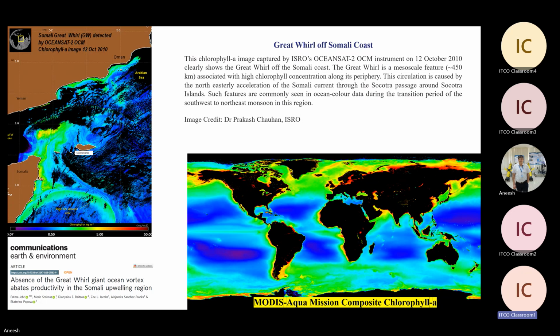Just to start with, a quick image: you see this great wall of the Somalia coast. Hope my pointer is visible here. These are high chlorophyll bands, which are at the periphery of these Somalian currents, mostly caused by the northeasterly direction of the Somalian currents. What you see here is a mission composite image of chlorophyll A from MODIS Aqua, and a lot of features can be identified from here. This image actually comes after doing radiometric corrections and applying suitable algorithms. So I'll be talking only from level 2 to level 3 perspectives.